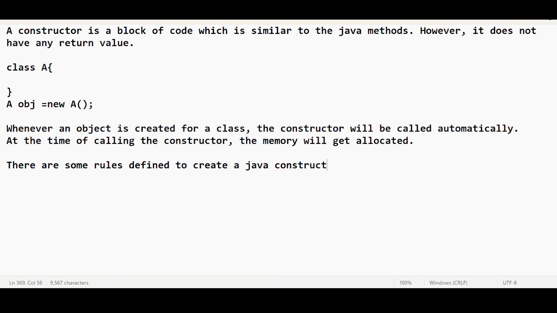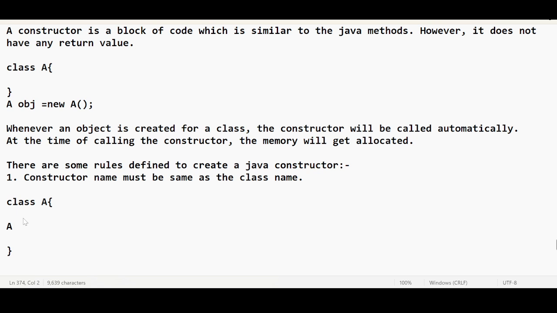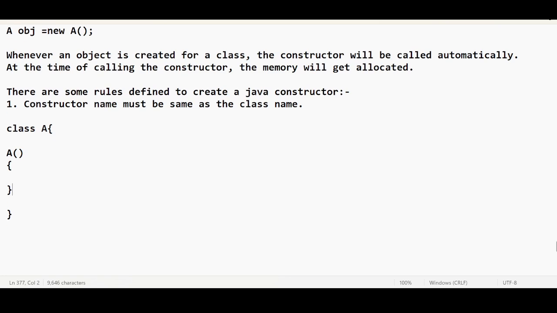So what are the rules? The first rule: the constructor name must be the same as the class name. How can this be validated? For example, if I have a class A and want to define a constructor explicitly, the name of the constructor should be the same as the class name, followed by simple brackets and a block. So this is the constructor of class A, right?